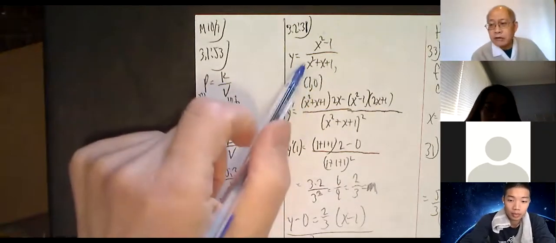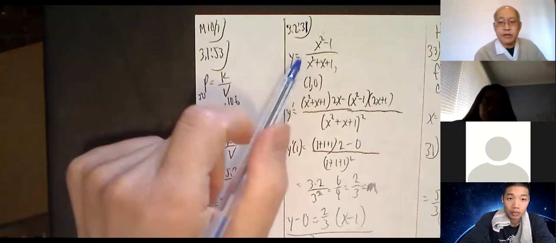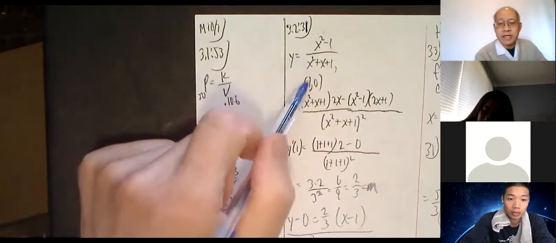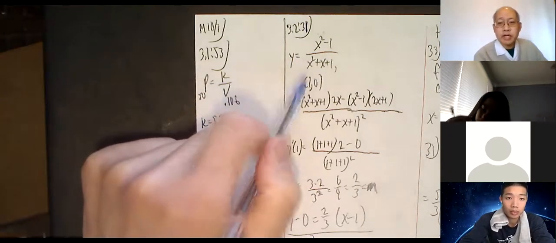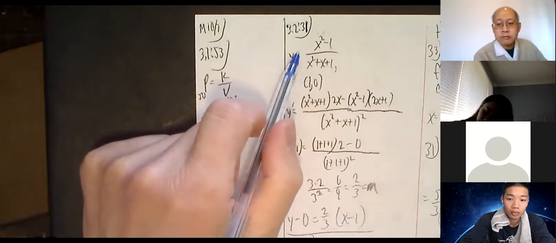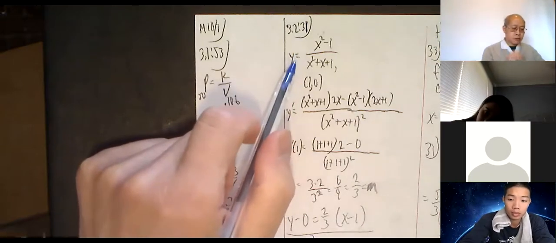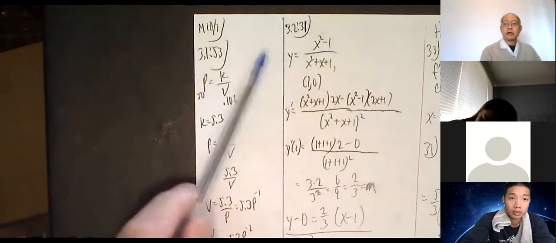So very recurring theme. Find the equation of the tangent line to the curve, blah, blah, blah, at the given point. So you have a point, you need a slope. How do I find a slope? Slope means derivative. Okay, so I need to find the derivative. All right, so quotient rule.